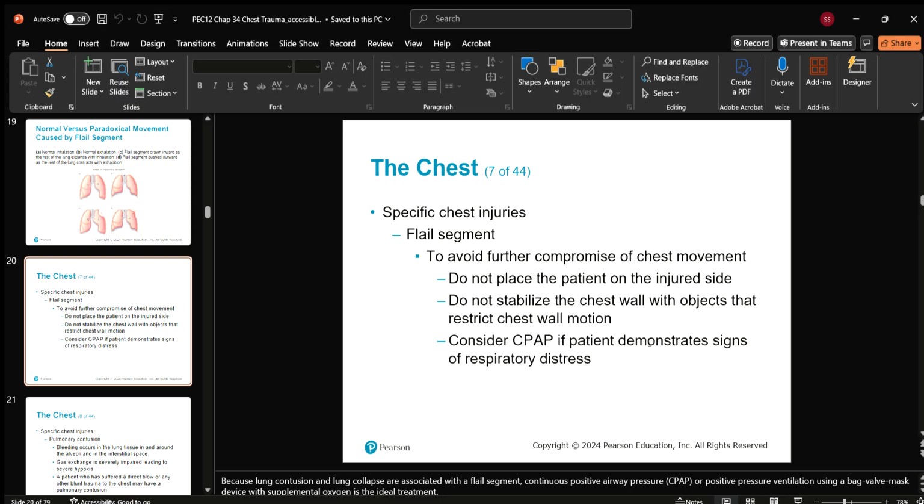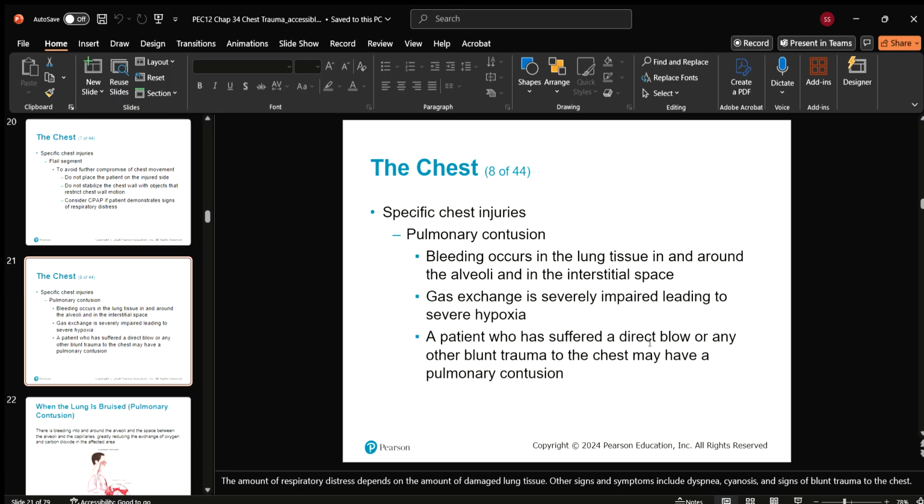So these patients are probably a good candidate for CPAP because they're probably going to be tired. When you see them, they're probably just going to be physically exhausted because they're not getting adequate gas exchange. They're not getting adequate ventilations because it hurts to breathe. So they're not going to be taking that good, full, deep breath that they should.